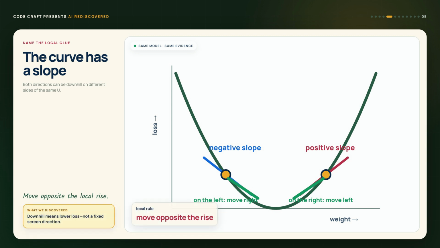Downhill is not a fixed screen direction, and it does not always mean making the weight smaller. It means whichever direction reduces loss. Measure the local slope. Move opposite the rise, then measure again. You invented this strategy before hearing its name. It is called gradient descent, a sequence of controlled corrections that lowers loss.